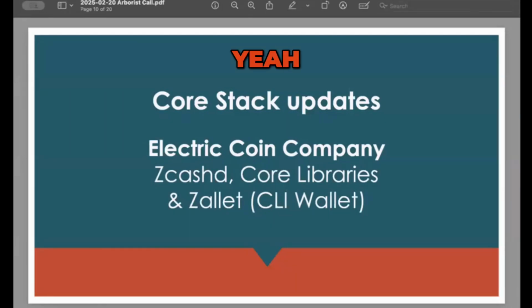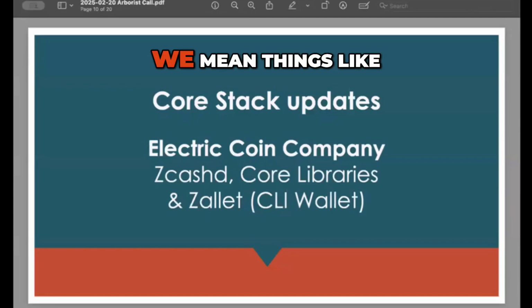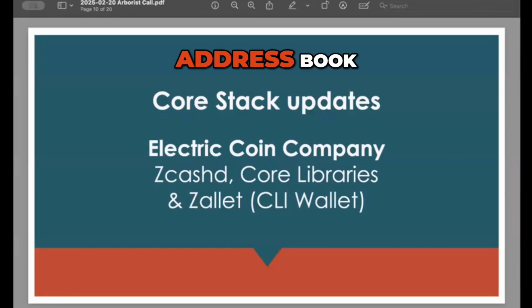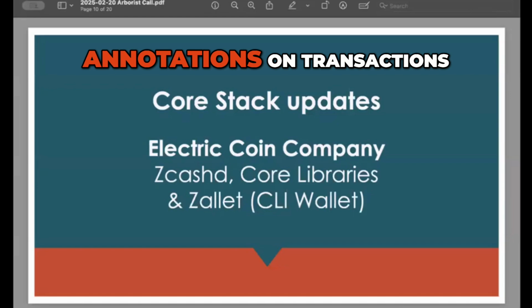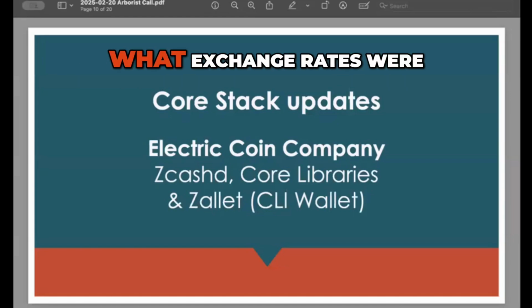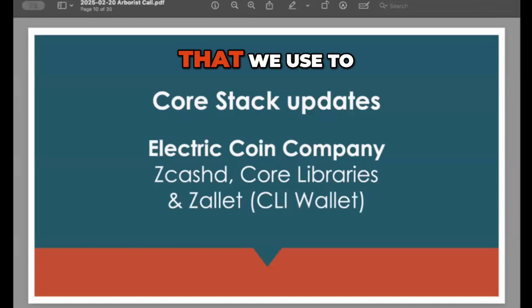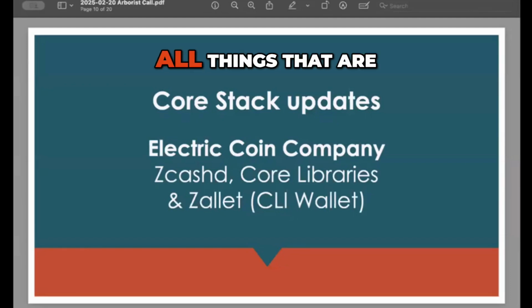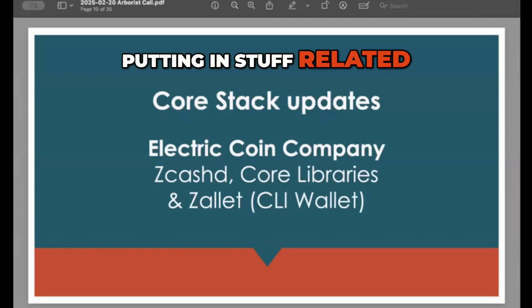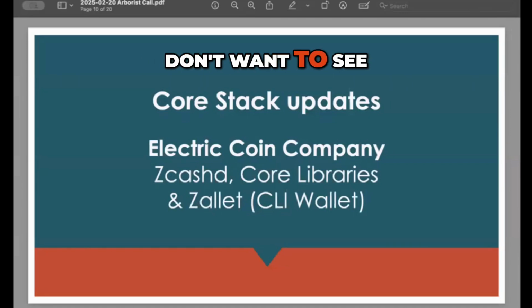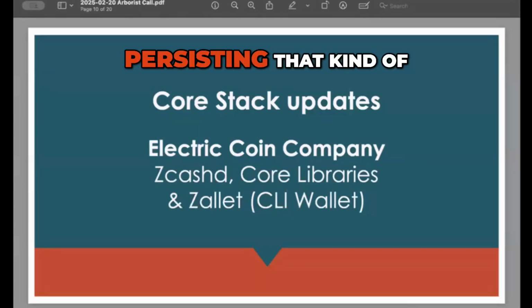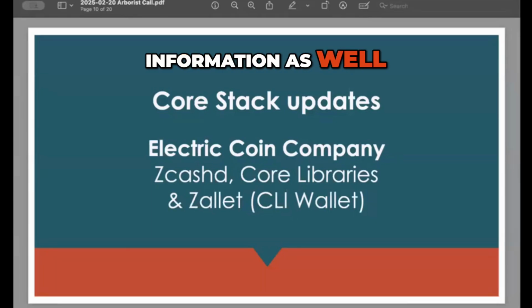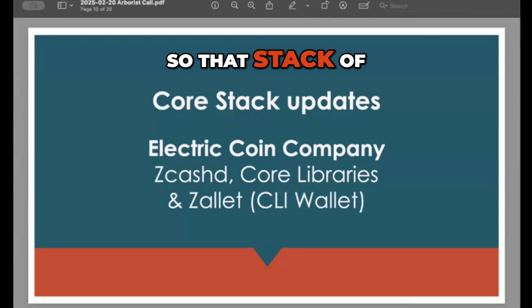Yeah. So by that metadata, we mean things like address book, annotations on transactions, what exchange rates were at the time that we use to calculate amounts. All things that are necessary for tax and stuff like that. Yeah, moderation related things. If a wallet is putting in stuff related to memos that they don't want to see in their wallet, persisting that kind of information as well. So that stack of things is what that enables.